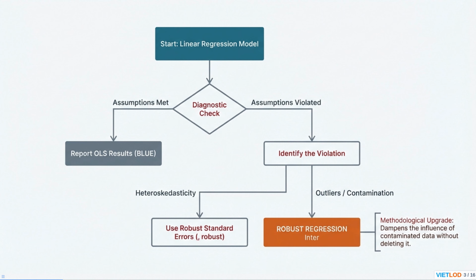But if the violation is due to outliers or data contamination, this is where robust regression, particularly estimation, becomes essential. Unlike simply deleting data points, robust regression dampens the influence of contaminated observations, allowing us to estimate the underlying relationship for the majority of our data without discarding valuable information. This methodological upgrade ensures more reliable and representative findings when extreme values are present.